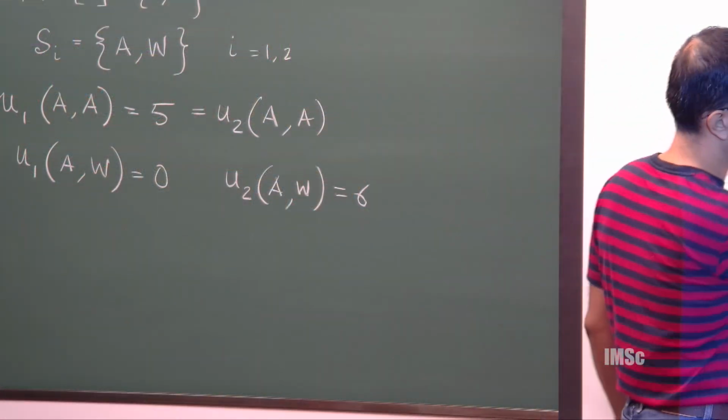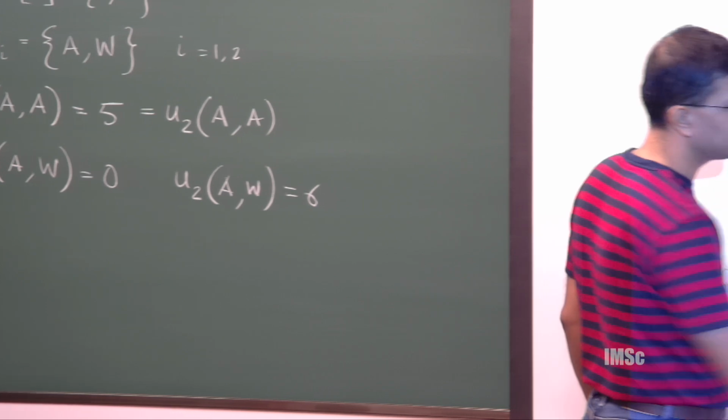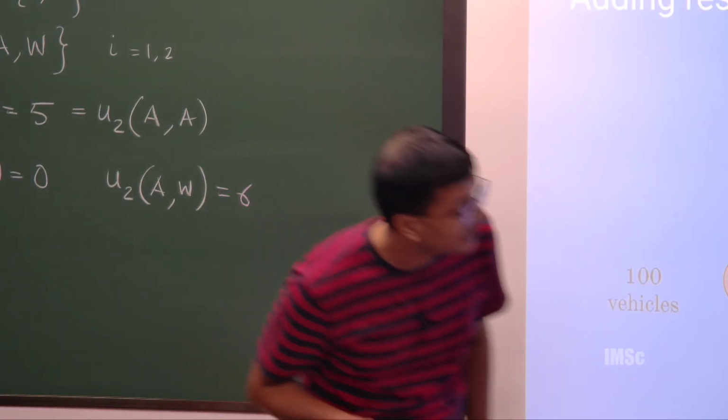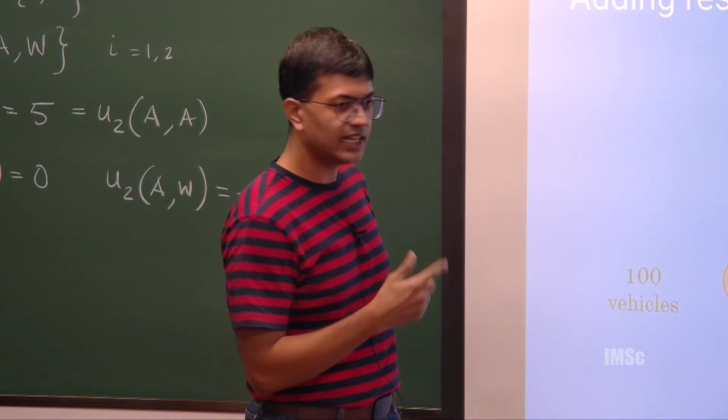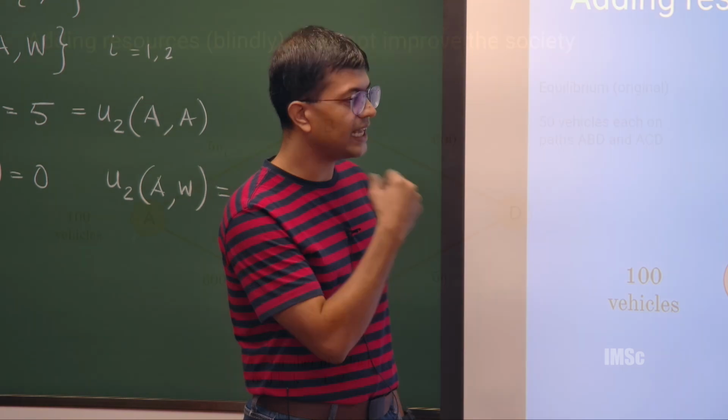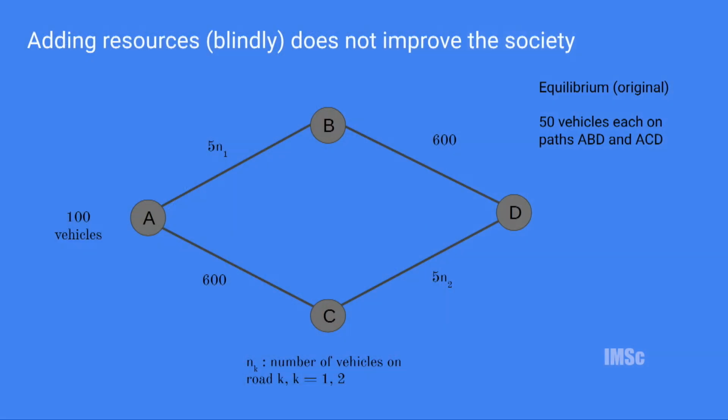So, unilateral deviation. There is only one possible unilateral deviation here. Imagine a player who, out of those 50 vehicles, is taking the ABD path. Now, what is the other option that he has? The S_i prime that he has is the ACD path, but there are already 50 vehicles. So, if he chooses ACD, then what will be the utility there? Yeah, so certainly the time taken will be more. Here we are trying to minimize the cost, so the negative of these numbers you can consider as the utility.